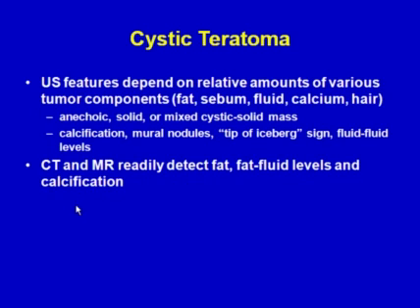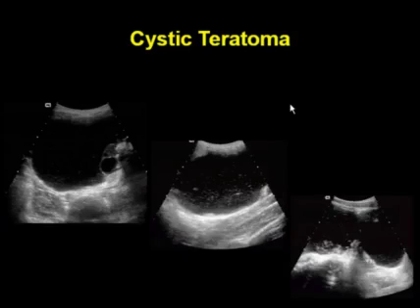The ultrasound features do depend on the relative amounts of various tumor components, namely fat, sebum, fluid, calcium, and hair. They can have a wide variety of appearances. They may be anechoic, solid, or mixed. Calcification, mural nodules, the so-called tip of the iceberg sign, fluid levels. CT and MR are sometimes helpful for diagnosis if the sonographic findings are not definitive. They can readily detect fat and depict fat-fluid levels and calcification.